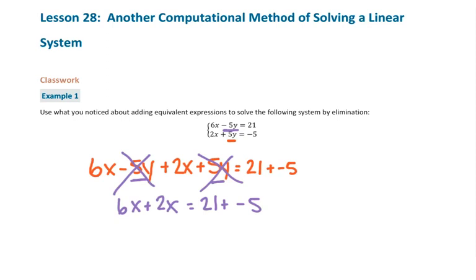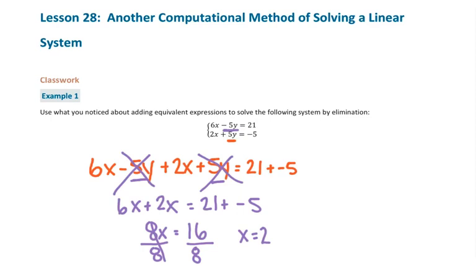So now I'm going to combine like terms. Since I have two x's on the left side of my equation, I'm going to add those together and I get 8x. So now I have 8x equals, and 21 plus negative 5 equals 16. So now I have 8x equals 16. And because I see that 8 is being multiplied by x on the left side of my equation, I'm going to do the opposite of multiplication and divide both sides of my equation by 8 to get that x all by itself. So I know that 16 divided by 8 is 2. So my x value, or the solution to this system in terms of x, is 2.